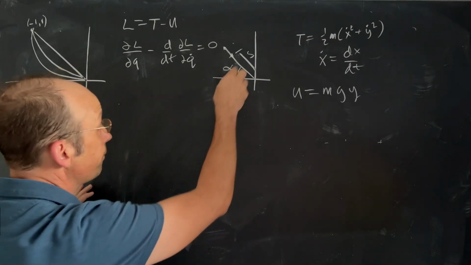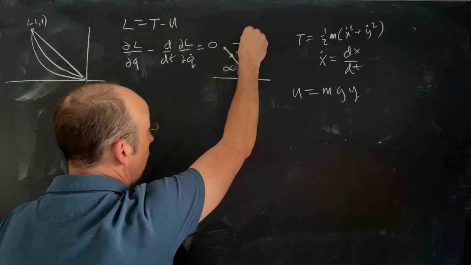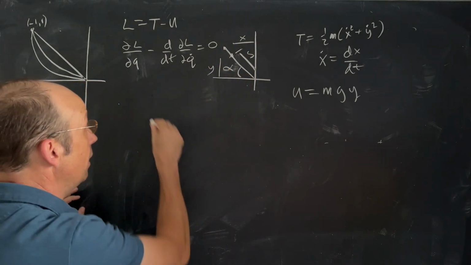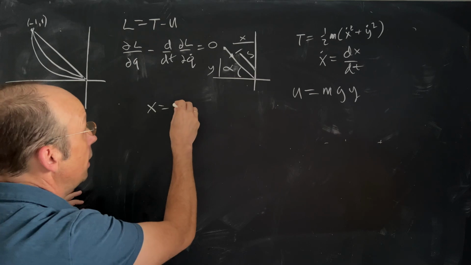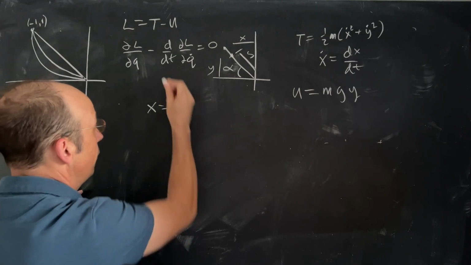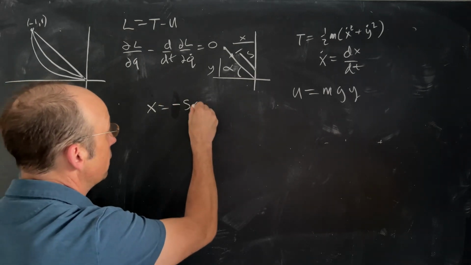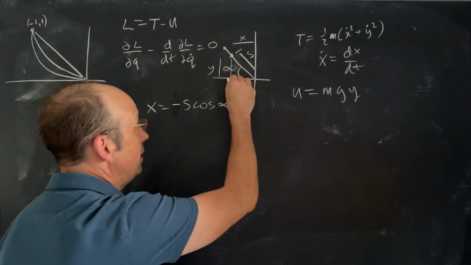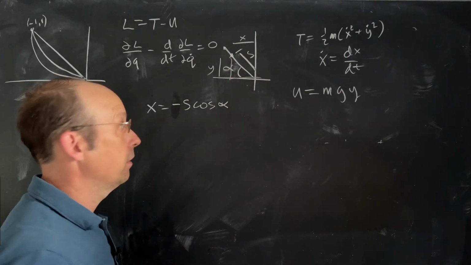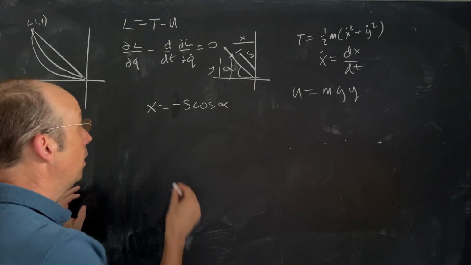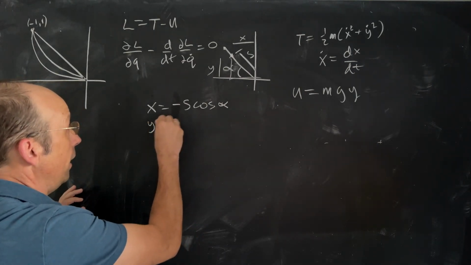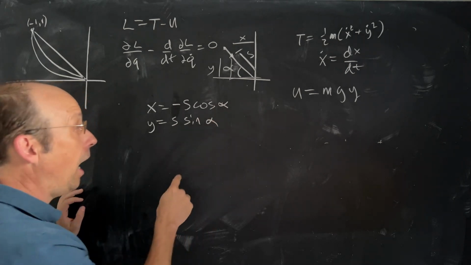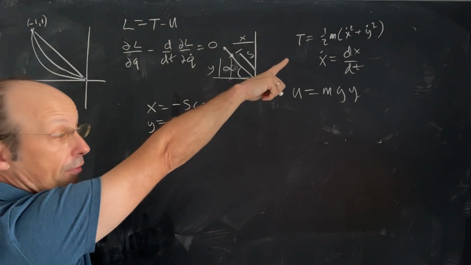So here, let's call this x and this y. Well, it's pretty easy to see that x is going to be equal to negative s cosine alpha, right? Because that's just this component of that triangle. And whatever alpha is doesn't really matter. And then y is just going to be s sine alpha. Now I can use these to find my derivatives and plug them in there.